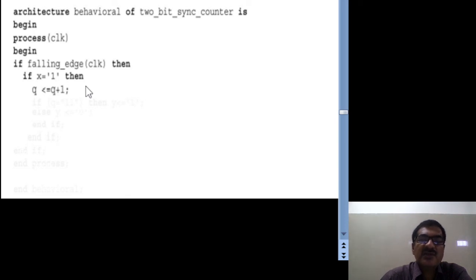Suppose if it is 00, it goes to 01. If it is 01, it goes to 10. Suppose if it is 10, it goes to 11. Suppose if it is 11, it goes to 00. Like that. Okay. So incremented.